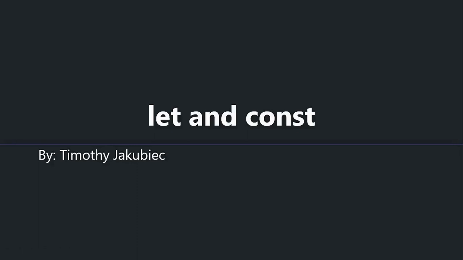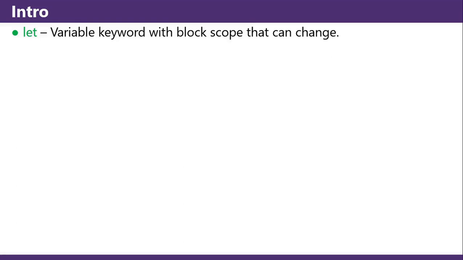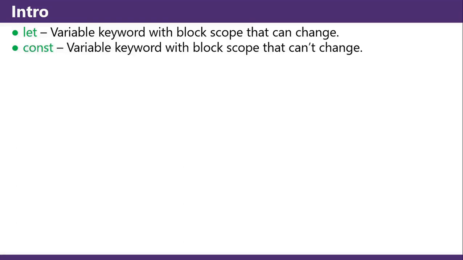Today we're going to learn about let and const in JavaScript. Let is a variable keyword with block scope that can change. Const is a variable keyword with block scope that can't change.